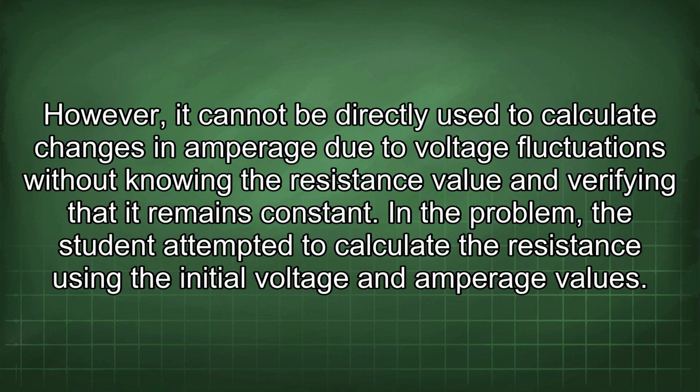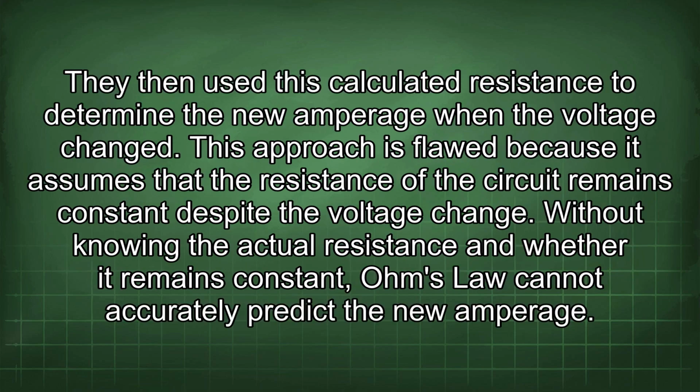In the problem, the student attempted to calculate the resistance using the initial voltage and amperage values. They then used this calculated resistance to determine the new amperage when the voltage changed. This approach is flawed because it assumes that the resistance of the circuit remains constant despite the voltage change. Without knowing the actual resistance and whether it remains constant, Ohm's law cannot accurately predict the new amperage.